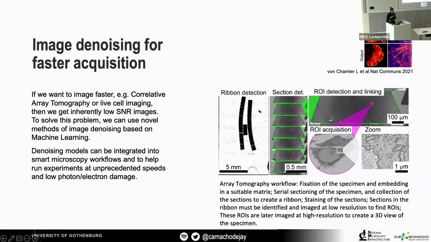Now, as you might imagine, there's a lot of things here that we can automate. So all of these steps of object detection, target detection, and so on, this is something that we would love to automate. But at the same time, what we would really like to see is to do it faster as well, not only automated, but faster by using these denoising methods.